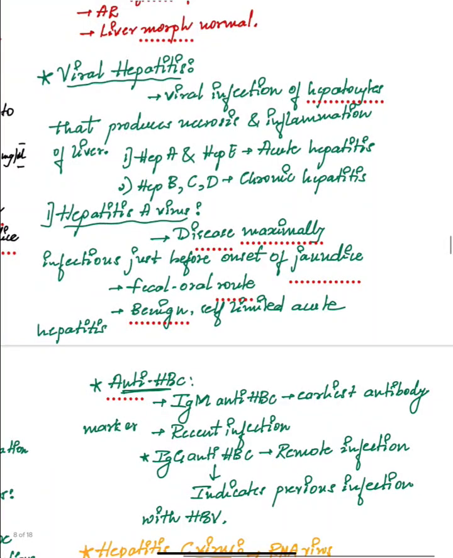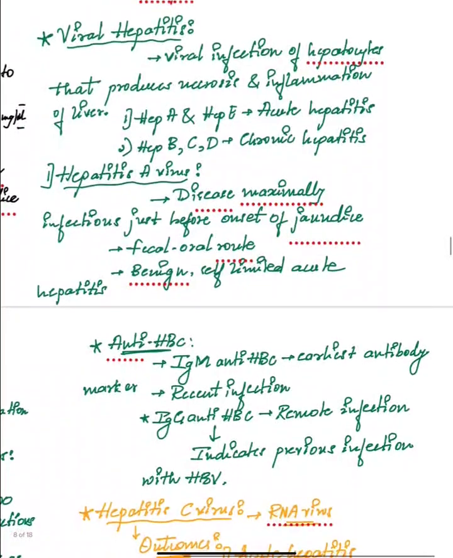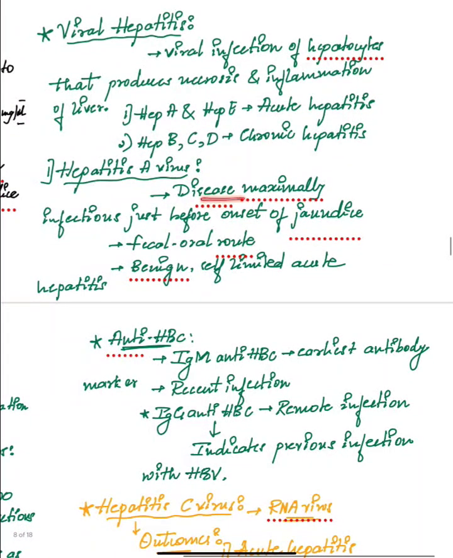Now, let's continue our discussion with viral hepatitis. Viral hepatitis is a viral infection of the hepatocytes that produces necrosis and inflammation of the liver. Hepatitis A and E cause acute hepatitis. Hepatitis B, C, D cause chronic hepatitis. Now coming to hepatitis A virus, this is maximally infectious just before the onset of jaundice. The main route is fecal-oral. It is a benign, self-limited acute hepatitis.